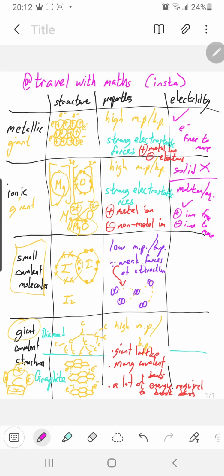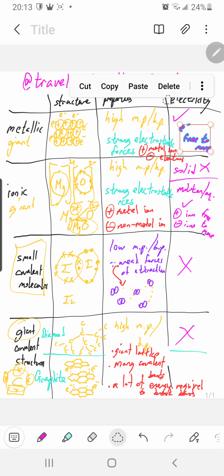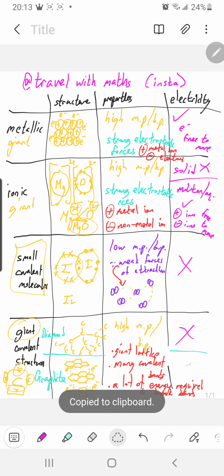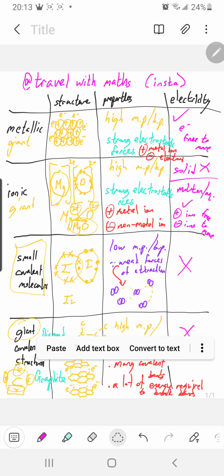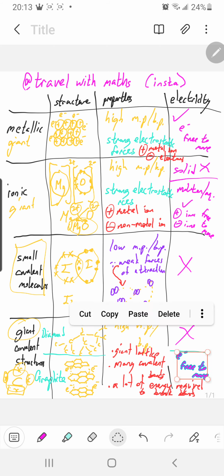Small covalent structures do not conduct electricity because they're neutral. Diamond also does not have any charge that is free to move around. It doesn't have any charge to begin with, so it doesn't conduct electricity. Graphite has delocalized electrons that are free to move around. Do not just write electrons, you must write delocalized electrons. Okay, and that's about it.